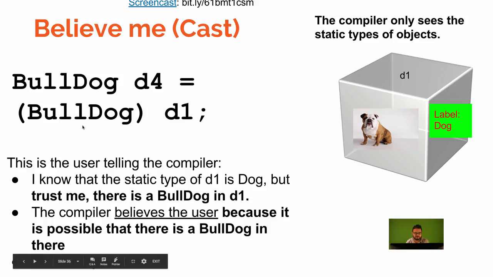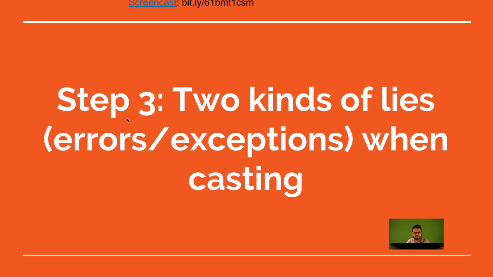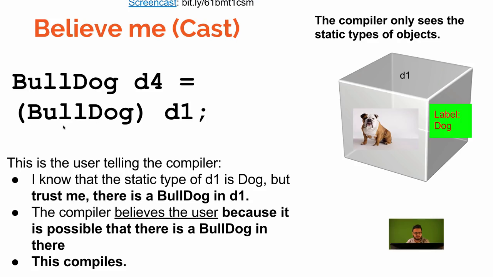So for the purposes of this statement, it's changing the static type of D1 to be bulldog. For the purposes of this statement, the static type of D1 is still dog because the box is still labeled dog. Temporarily, we are changing its static type. Now, as you notice, you could be lying, right? Because right now we're telling the truth, there is a bulldog in here. We tell the compiler there's a bulldog in here. But we could be lying.